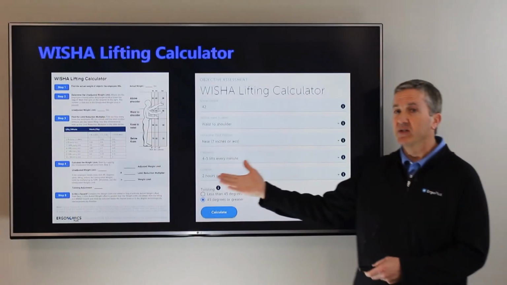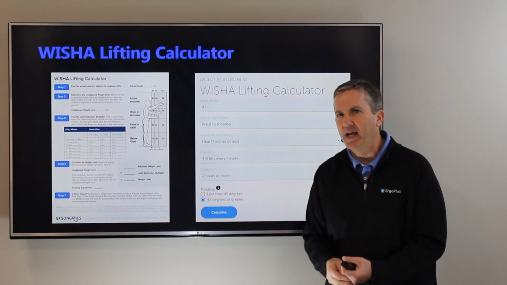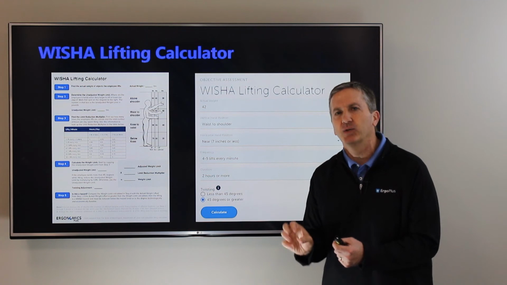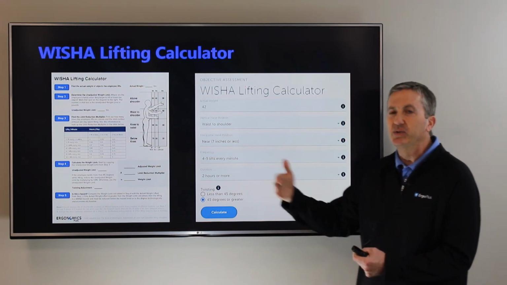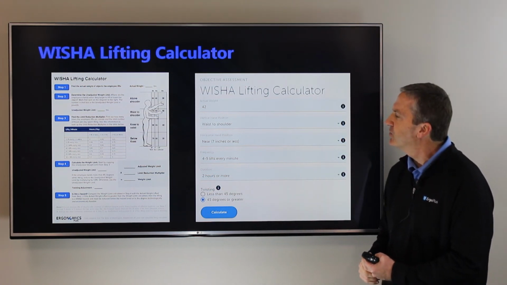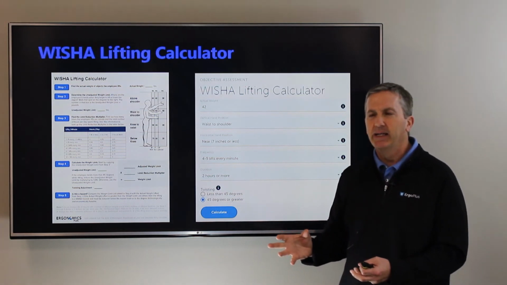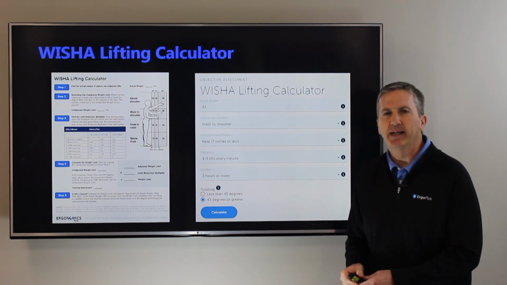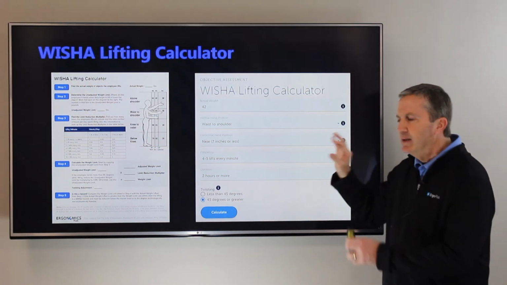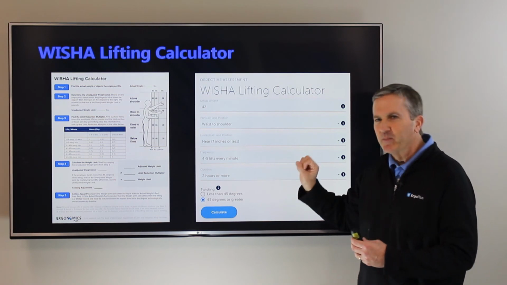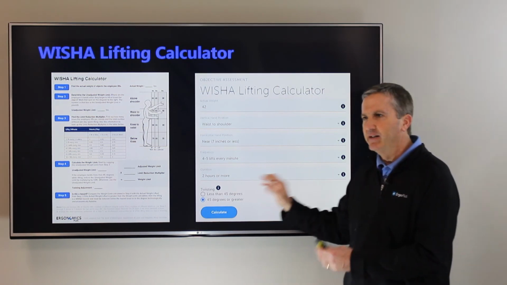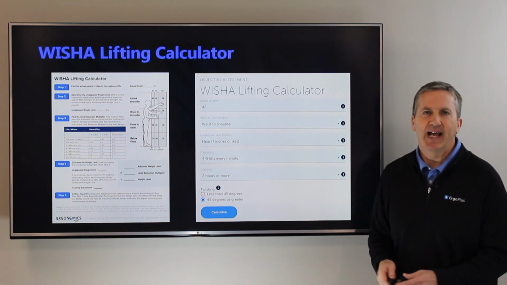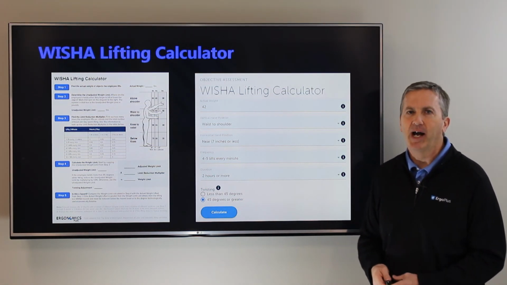6 inputs versus the NIOSH lifting equation, which would have 12 inputs or so. Don't quote me on that, but I think that's about right. 12 inputs, so 2 times the number of inputs in the WISHA tool. A little more complicated in terms of measuring for the NIOSH lifting equation, so some people like to simplify and utilize this tool. It's a validated tool in the public domain that is a great way to assess and screen lifting and lowering tasks that you think might be high risk.